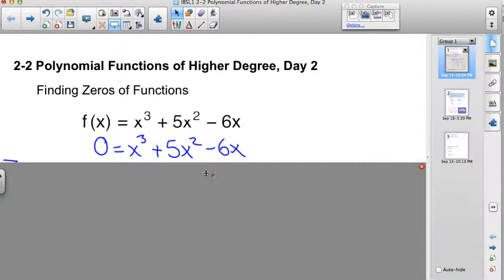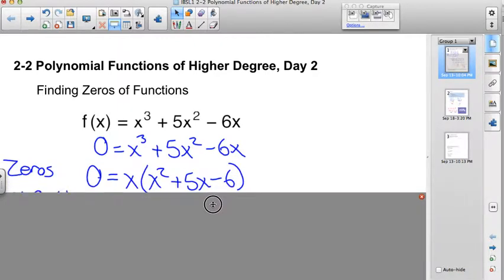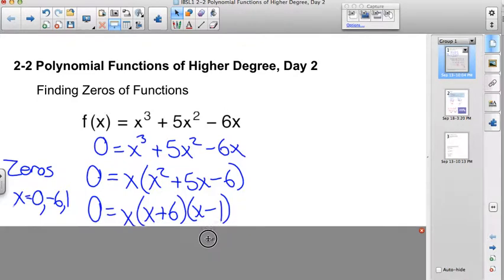So you'll see each term here has an x, so we can factor out that as a greatest common factor. And then we have this trinomial, x squared plus 5x minus 6. And that can be factored into 2 binomials, x plus 6 times x minus 1. And from that we can tell that the zeros are 0, -6, and 1. Those are the roots of this equation, and because they're all real roots, we have those 3 zeros.